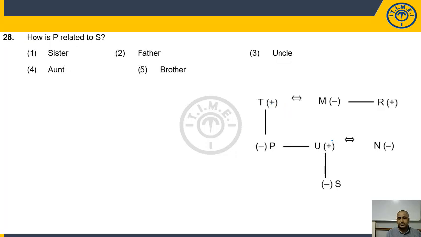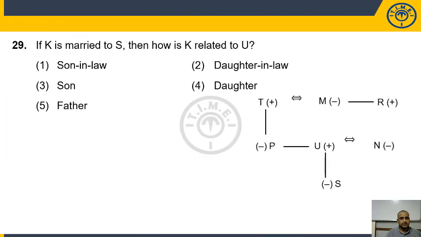How is P related to S? P is the aunt of S. Choice 4. Father's sister, aunt. Next, if K is married to S, then how is K related to U? So K is the son-in-law of U, because daughter's husband is son-in-law. Choice 1.